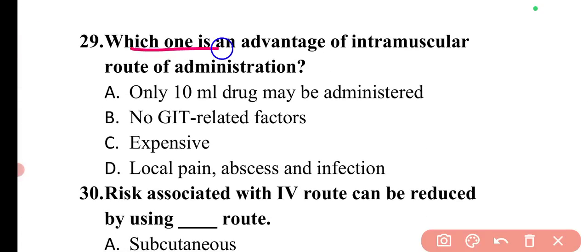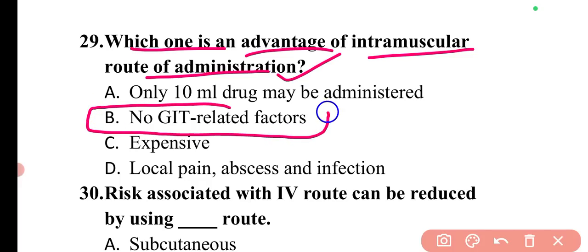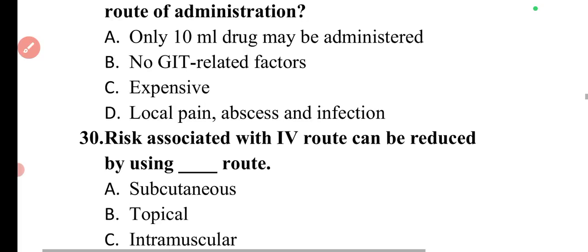Next question is, which one is an advantage of intramuscular route of administration? So the advantage of intramuscular route of administration includes that there are no GIT related factors. So here option B will be the correct answer.